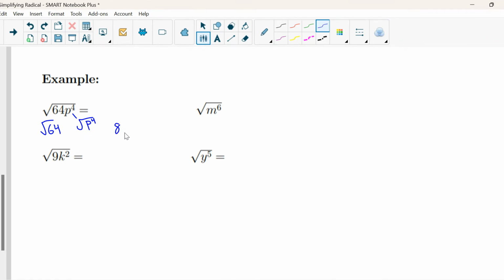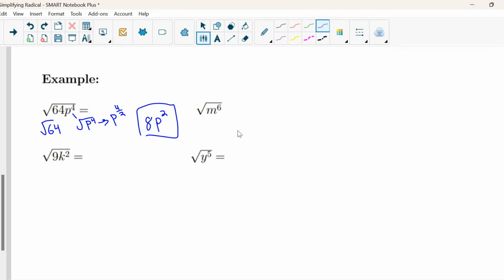And I have p to the fourth. Actually, I'm going to write my 8 a little further over here. And I've got the square root of p to the fourth power. Square root has an index of 2. 4 is divisible by 2. So I'm just going to make this p to the 4 divided by 2 power. 4 divided by 2 is just 2. So this gives me p to the second power. So that's how you would simplify a square root with both a coefficient and a variable.